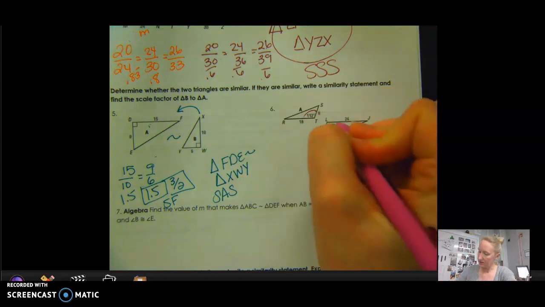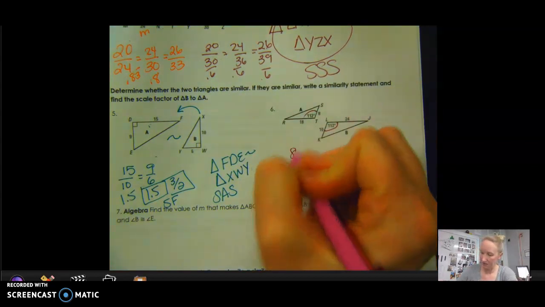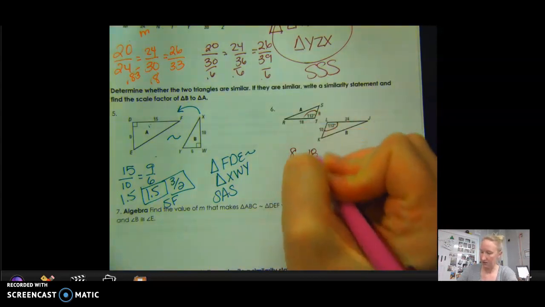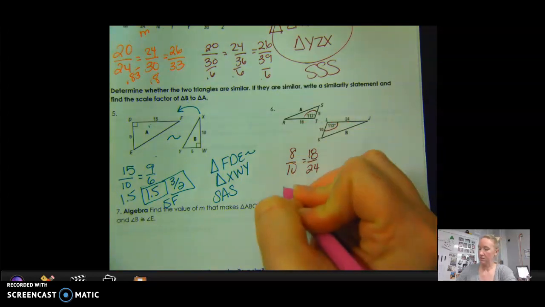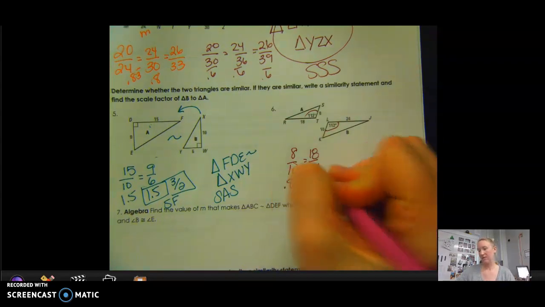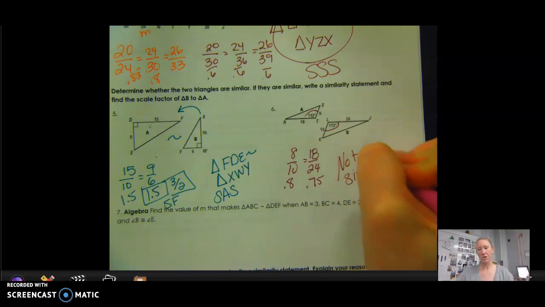So this angle is congruent to this angle. So we have the angles. Now I need to set up the sides. So that would be 8 over 10, small to small, is equal to 18 over 24. That equals 0.8. 18 divided by 24 is 0.75. So those are not similar because they are not proportional. Okay.